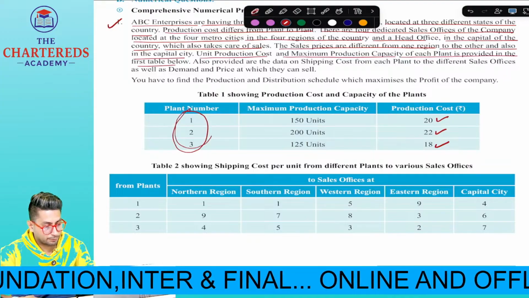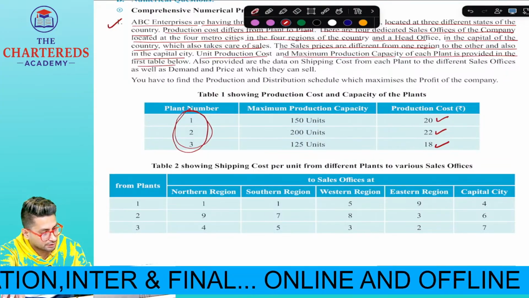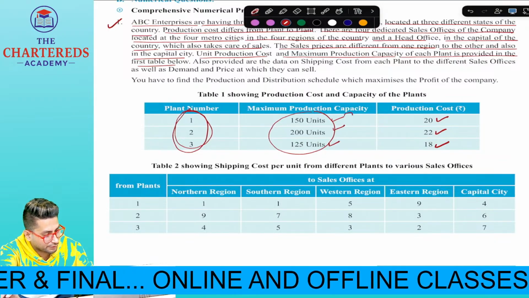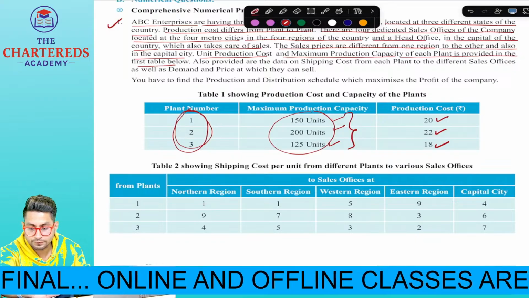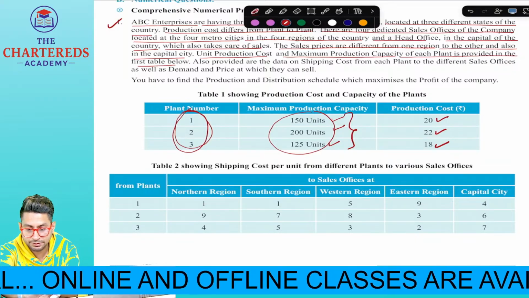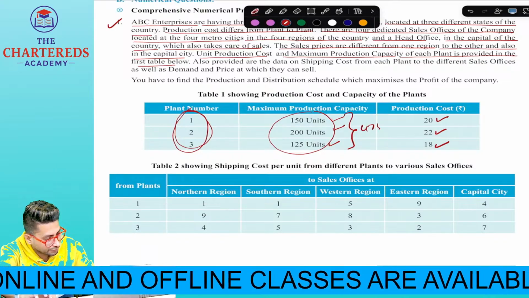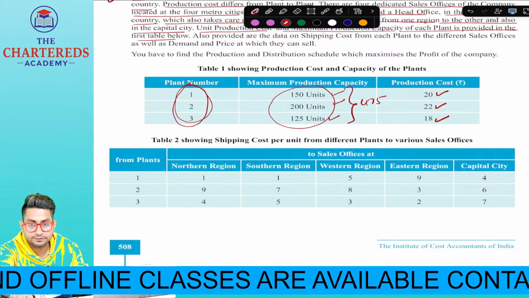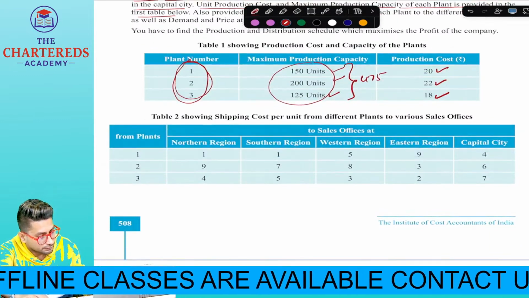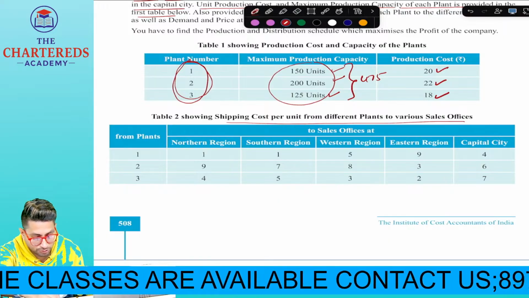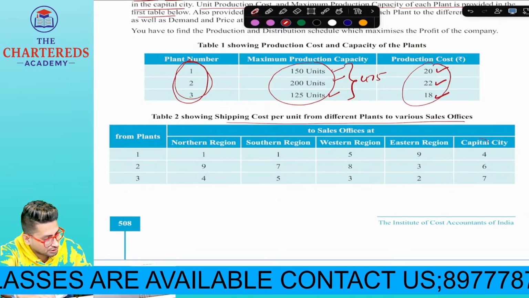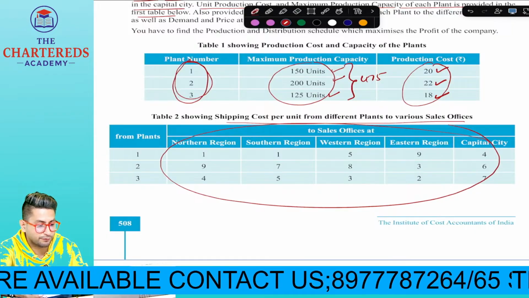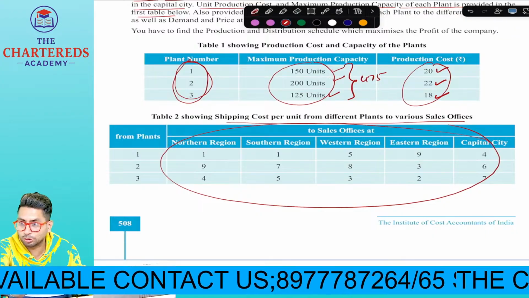So here they have given the plant number. How many plants are there? 3. What is the maximum supply capacity? 150, 200, 125. Total the supply and tell me. 475. Next, they have also given us the production cost. Shipping cost per unit is also given to us. This is the production cost. This is the shipping cost. After adding these 2 costs, we have to subtract this from the sales. Then we will come to know whether it is profit or loss.